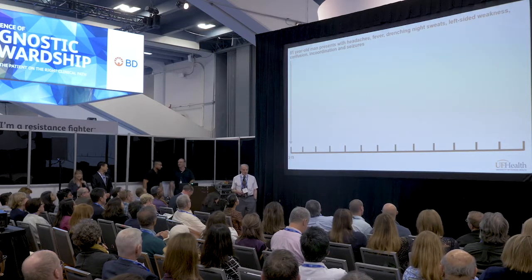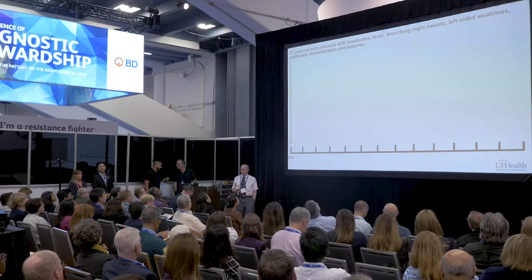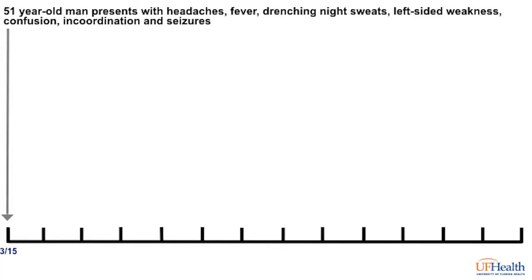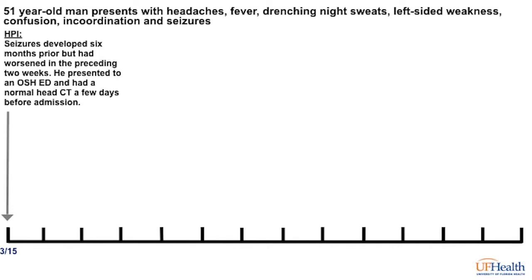This was a 51-year-old man who presented to our emergency department with altered mental status. He had night sweats, fever, headache, left-sided weakness, confusion, incoordination, and seizures. The seizures had actually started about 6 months earlier, but hadn't been a problem, except they'd gotten more frequent in the past 2 weeks. He even went to an outside hospital about a week before coming to our institution, where he had a CT that was negative.